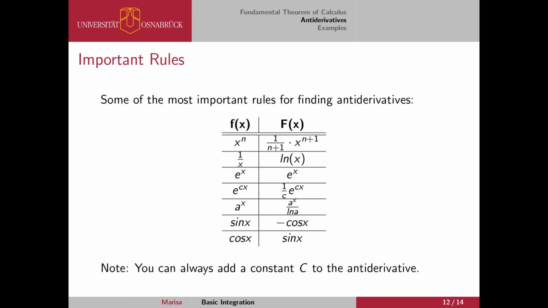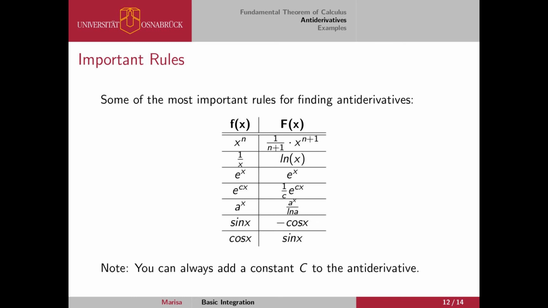Here you can see the most important rules for finding antiderivatives. It is like finding a derivative, but the other way around. The most important rule is the first one. It shows you how to find the antiderivative of x to the power of n. The antiderivative here is 1 divided by n plus 1 times x to the power of n plus 1.